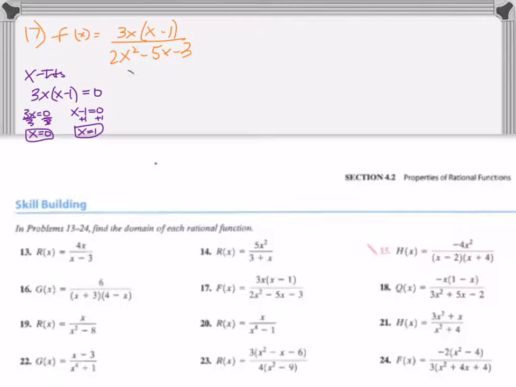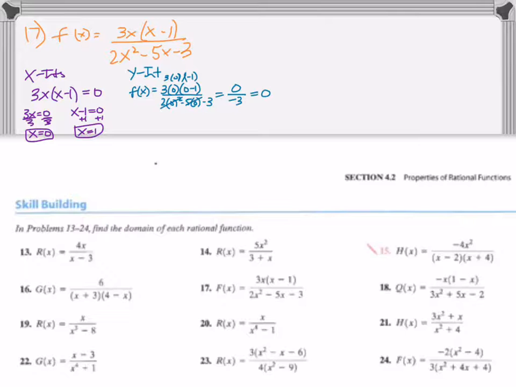All right, the next thing we want to find is the y-intercept. So with the x-intercepts, we plugged in 0 for y. For the y-intercept, we want to plug in 0 for x. So we have f of 0 equals 3 times 0 times (0 minus 1) over 2 times 0 squared minus 5 times 0 minus 3. Up top it's going to be 3 times 0 times negative 1. What that is doesn't matter because 0 is up on top, so it's just going to be 0 up on top. Now, I don't even have to do the math down here, but it's negative 3. So 0 over negative 3 still equals 0. So the y-intercept here is going to be 0.